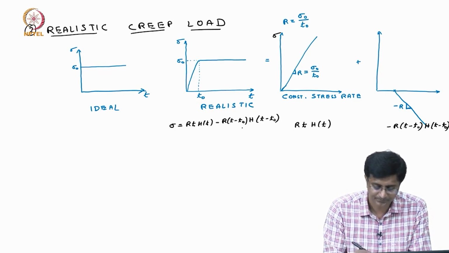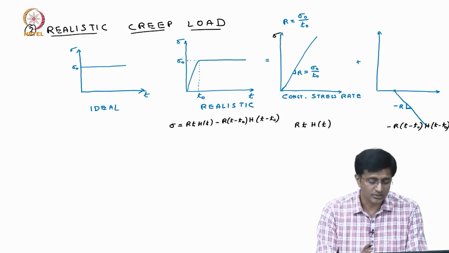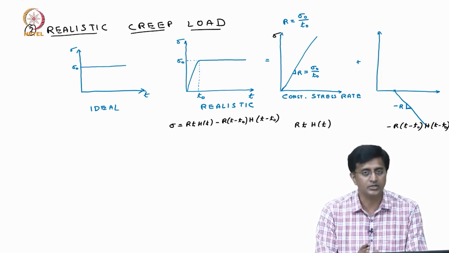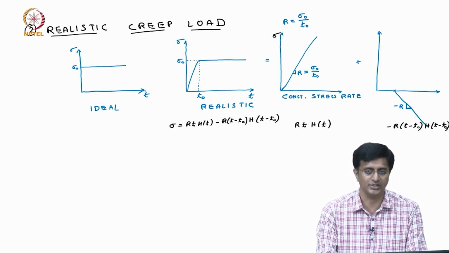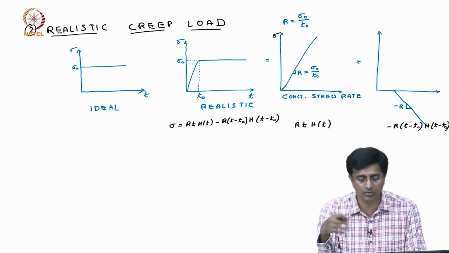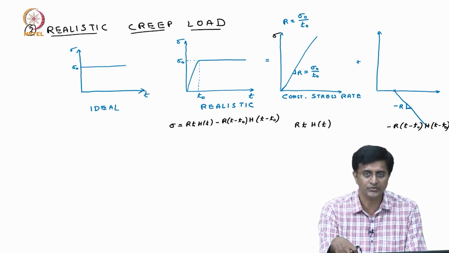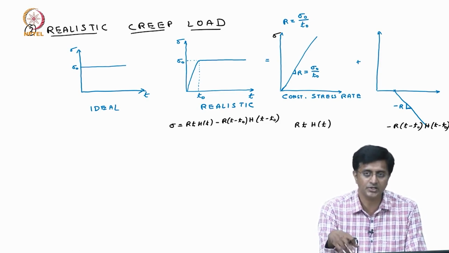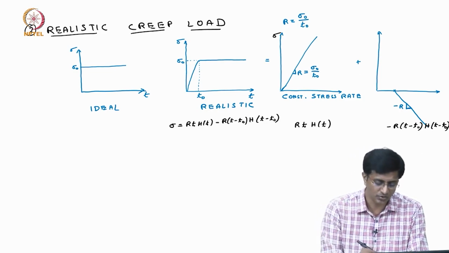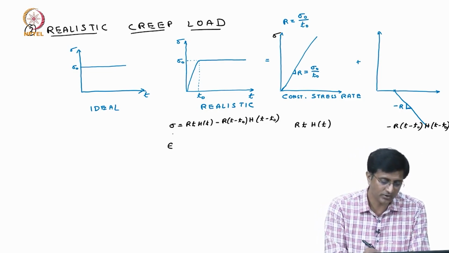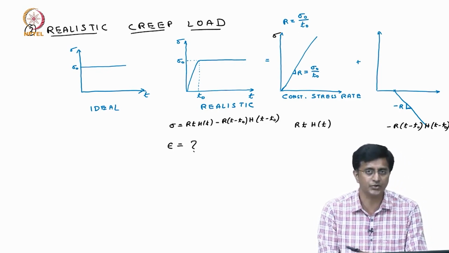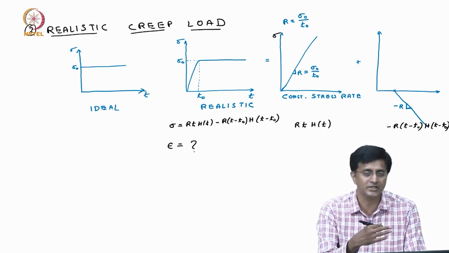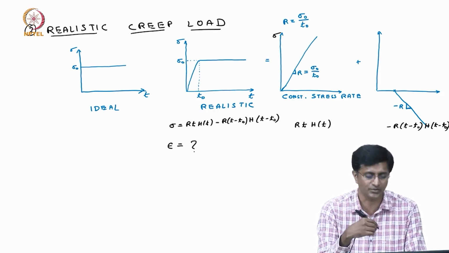So, we have shown that this realistic load can be seen as a summation of two step functions which are both constant stress rates. So, once we are able to solve this problem of constant stress rate, once we can find out what is the strain because of the constant stress rate, we can use those solutions to find what is the strain for the realistic creep load. This I will leave it as an exercise so that you can work on using the methods we have been discussing in previous video and in this video.